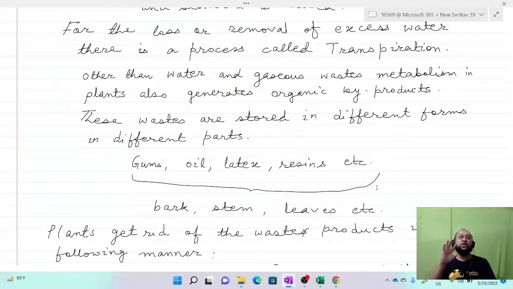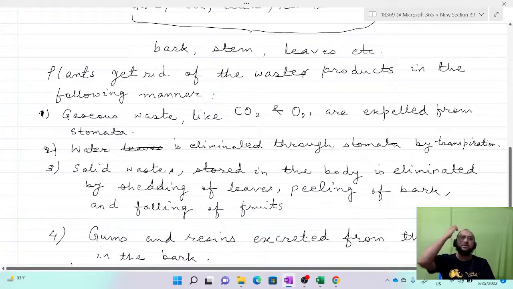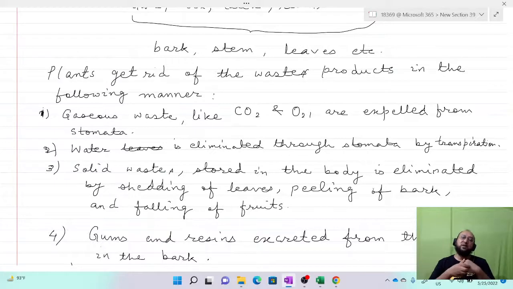Please remember these four names. The question may be asked based on this. What are the organic or solid waste, apart from the gaseous waste like carbon dioxide and oxygen? Gums, oil, latex, resin, etc. These are temporarily stored in the bark or some region of the stems or leaves, and the plant gets rid of these products in the following manner. The gaseous waste is expelled from the stomata, and water is expelled through the stomata in the form of vapor.